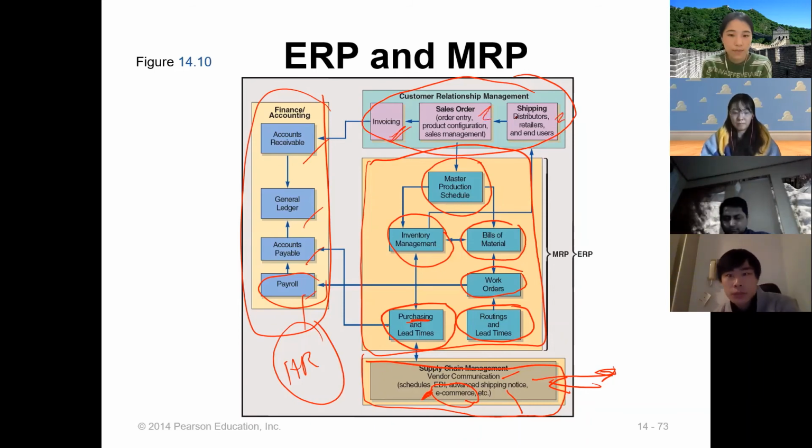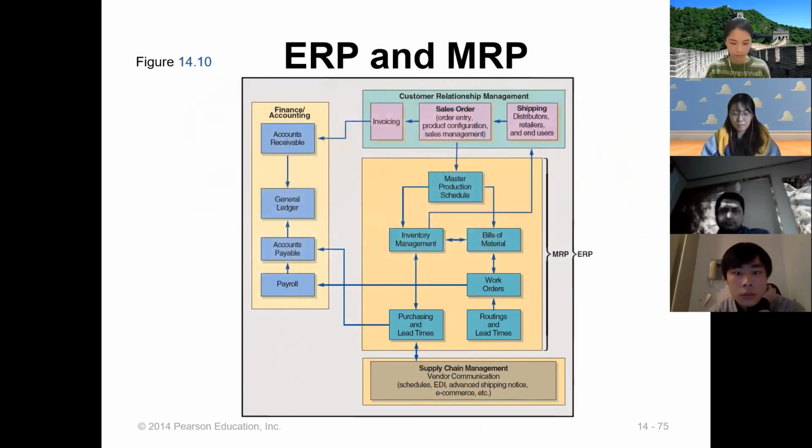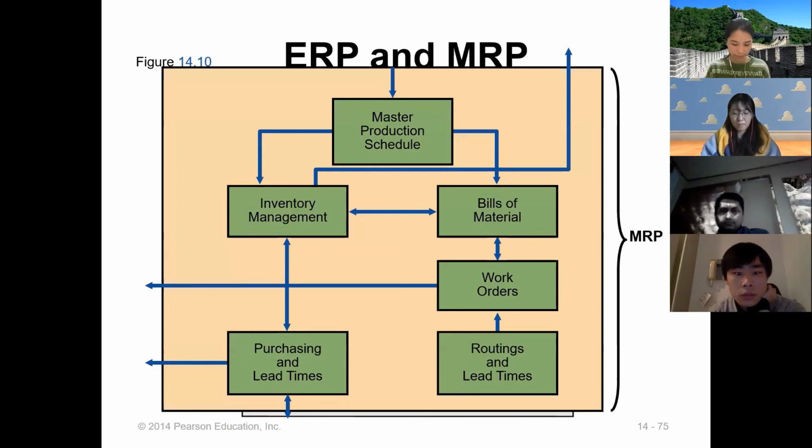So it is an integrated system. That's why it's called enterprise resource planning. Resources are very limited in organizations, so we need to make sure of that. So MRP is very small. The whole thing is ERP. This is an exploded view of the description that I mentioned just now.